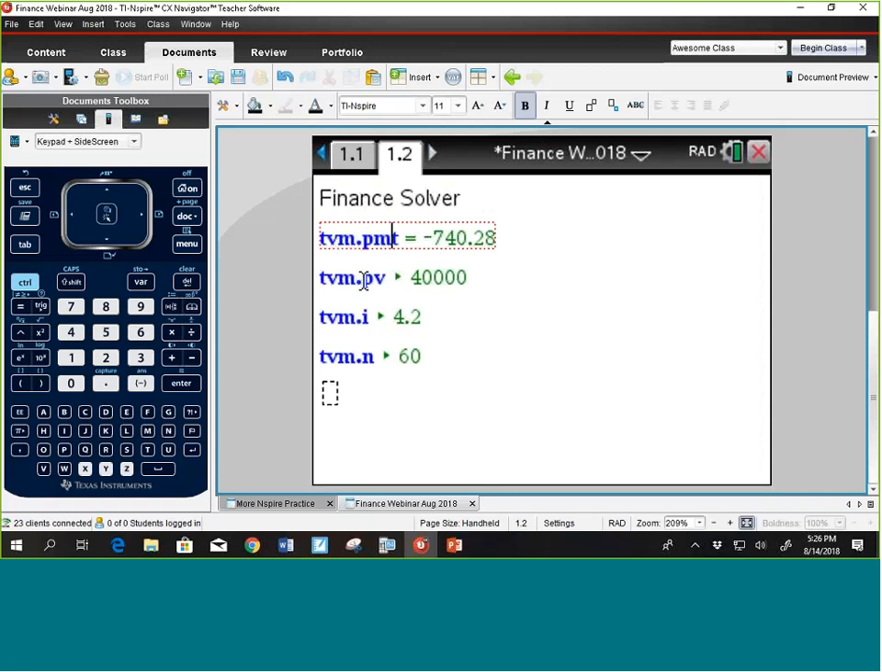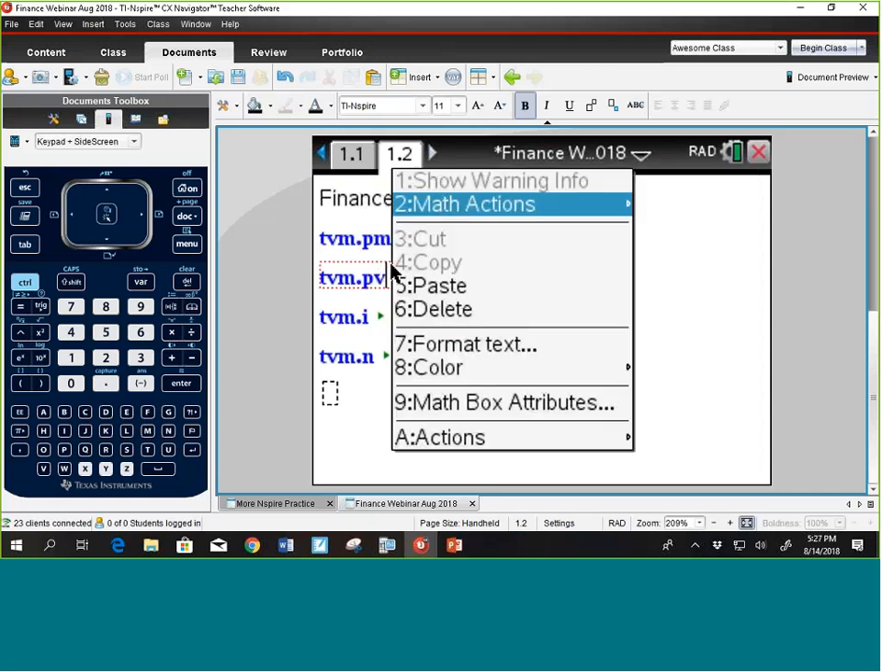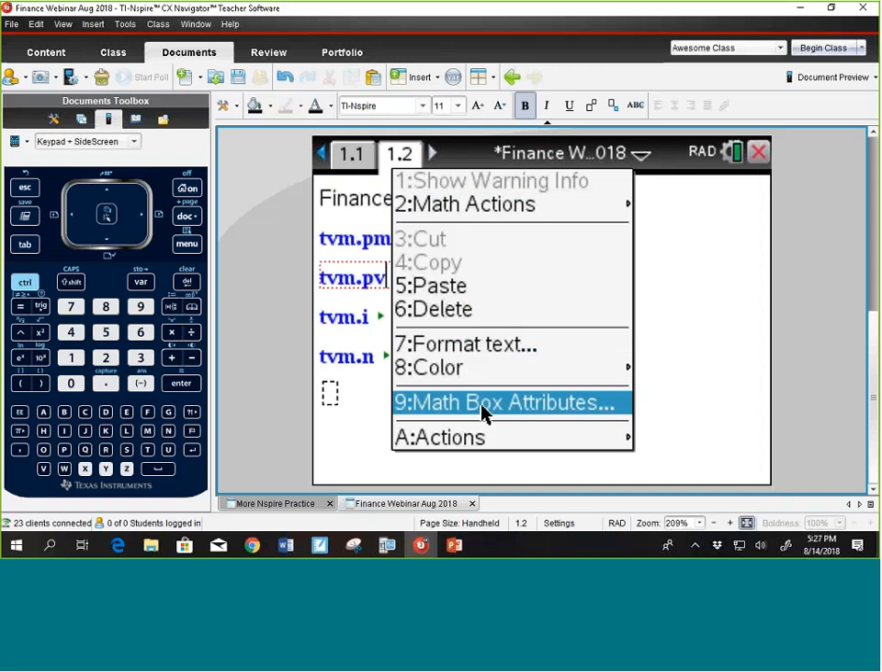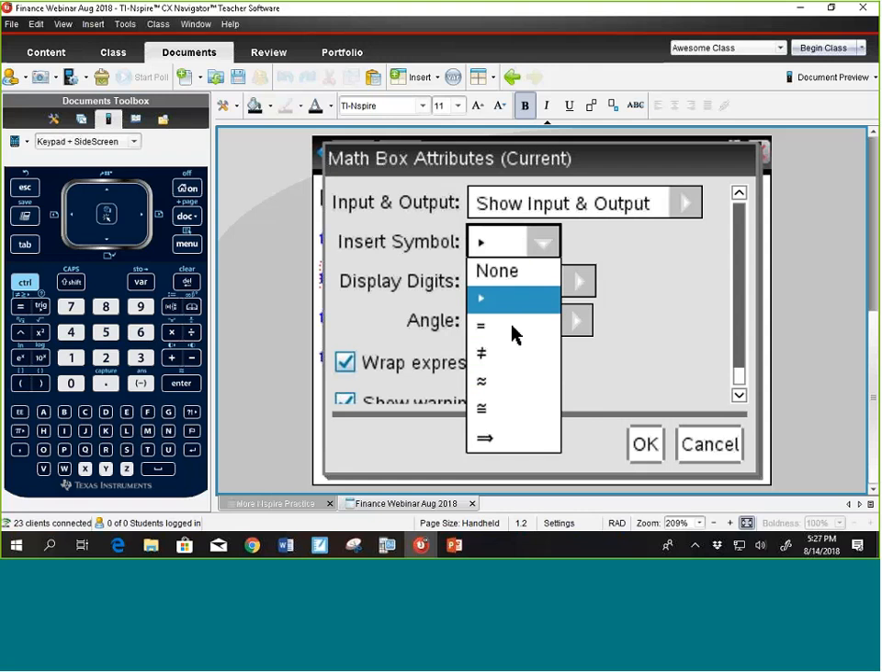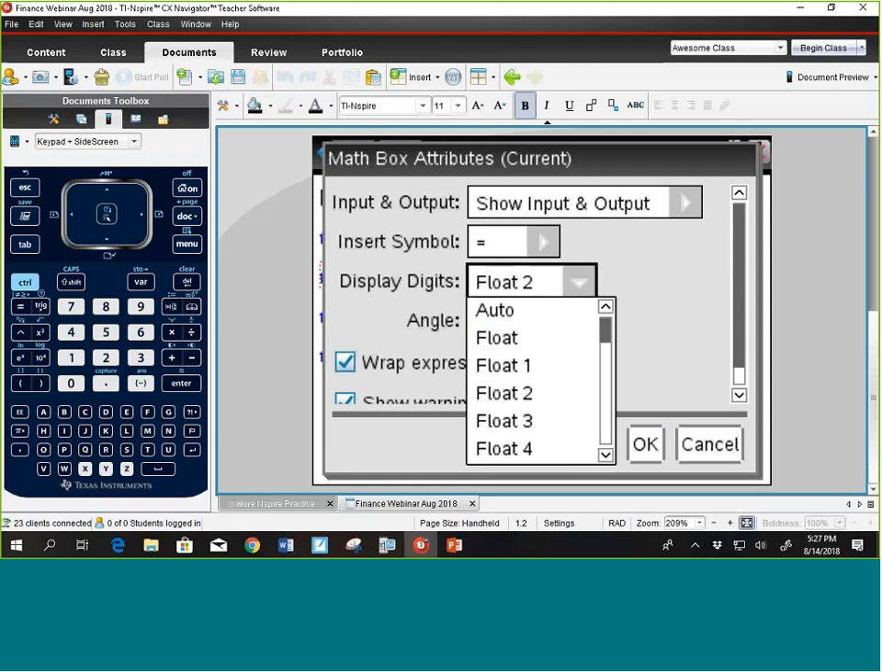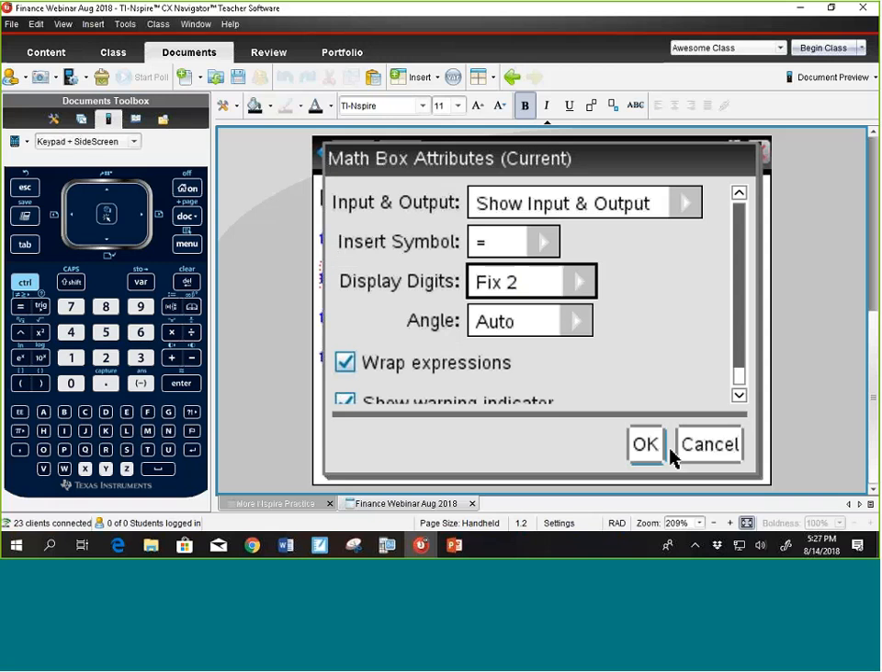So when I do that, I've selected where I'm at, and I'm going to do a right click, and again, that math box attribute. So right click is my context menu. And I can go in here and make that an equal sign and do my digits to 2. So after float comes fix, and that's how it is when you do your settings as well.